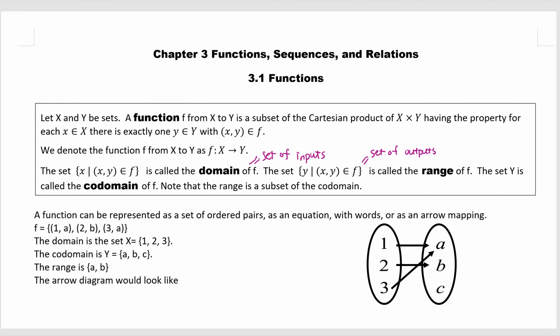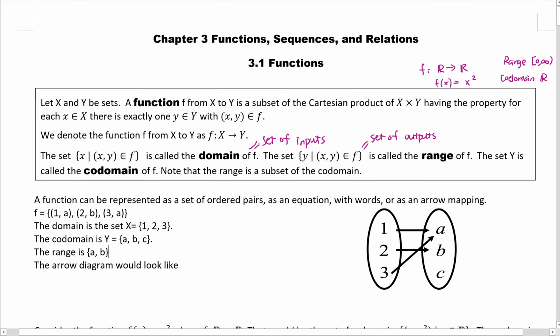Please notice that the range is a subset of the codomain. For example, if we have f from R, the real numbers, to the real numbers, such that f(x) equals x squared, in this case the range is greater than or equal to 0, but the codomain is all real numbers. Okay, so range and codomain could be different.